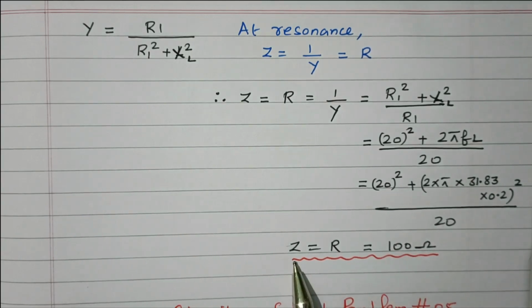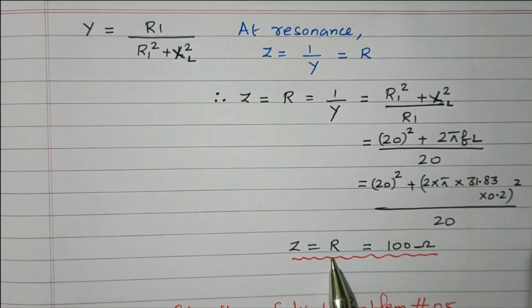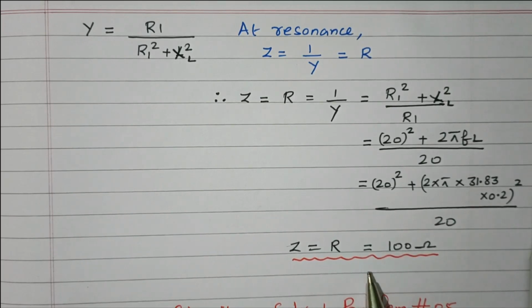So this is nothing but impedance. At resonant condition, impedance is nothing but only resistance, the R value. That is equal to 100 ohm. So finally we calculated for the resonant condition. Under resonant condition, the resistance value is 100 ohm.